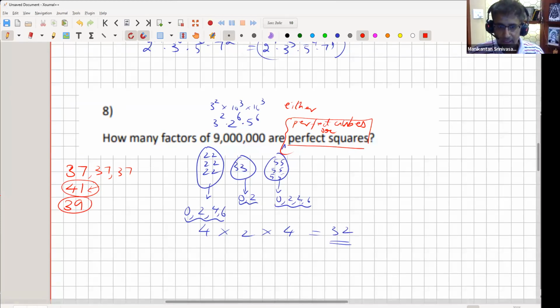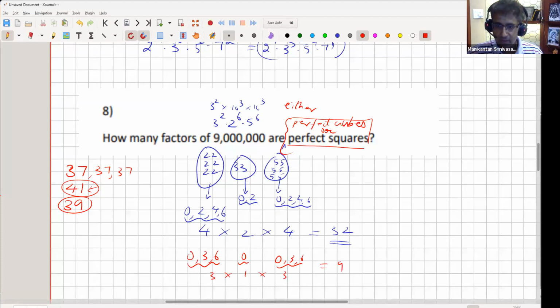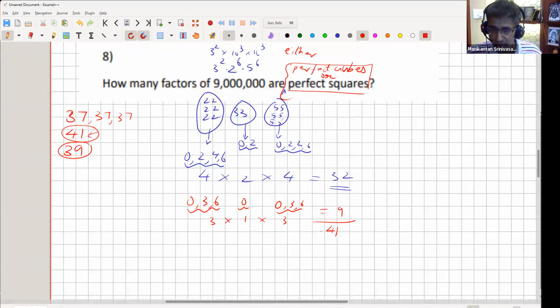So perfect squares are these. For perfect cubes, same logic. I can pick either 0, 3, or 6 number of 2s. The only choice is 0 3s, and 0, 3, or 6 number of 5s. So 3 into 1 into 3. So I have 9. And therefore, the first initial attempt would be 41.